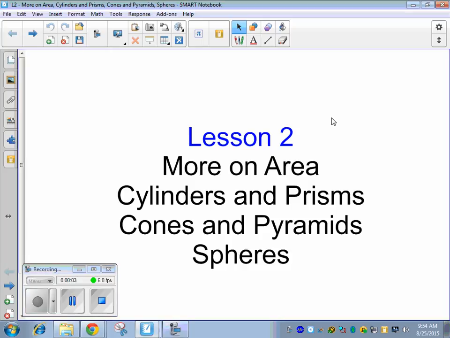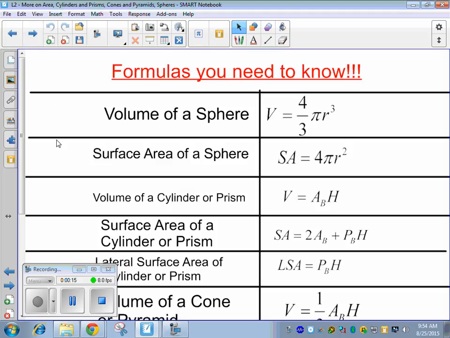Alright, Algebra 3ers, this is lesson 2. We're going to do a little more on area, cylinders and prisms, cones and pyramids, and spheres. So there are a ton of formulas that you probably should memorize.